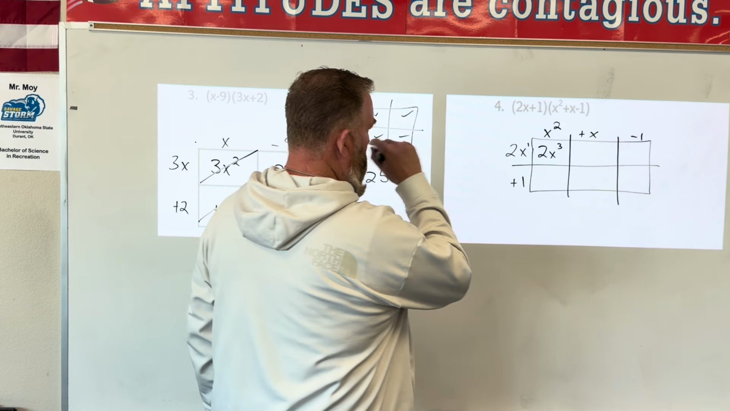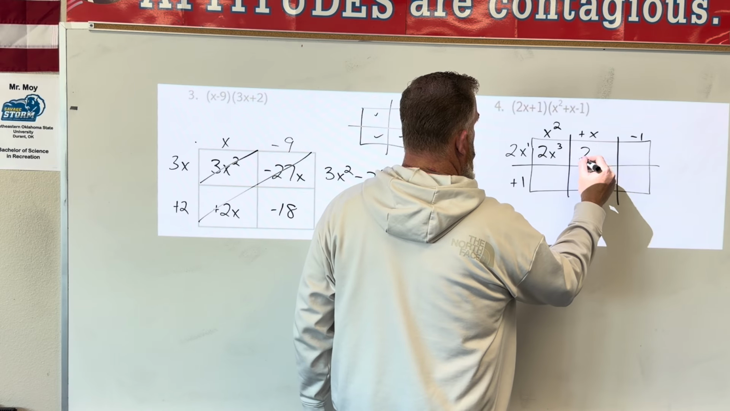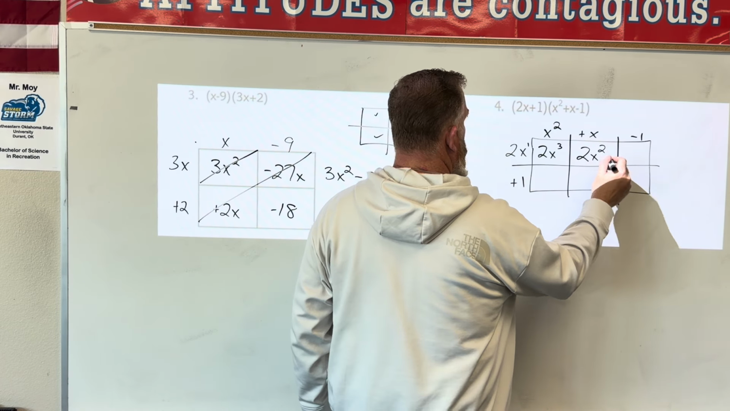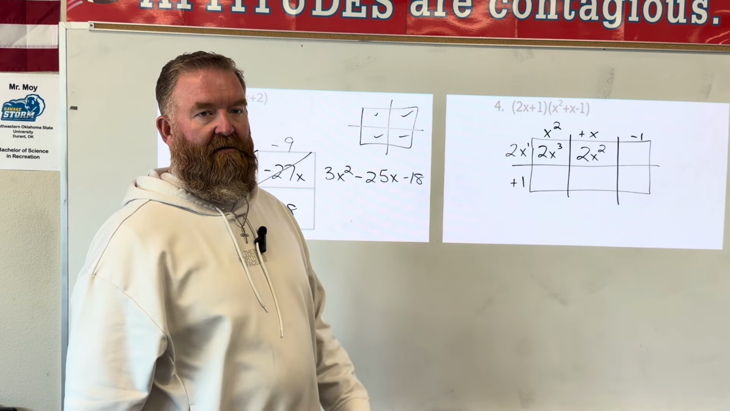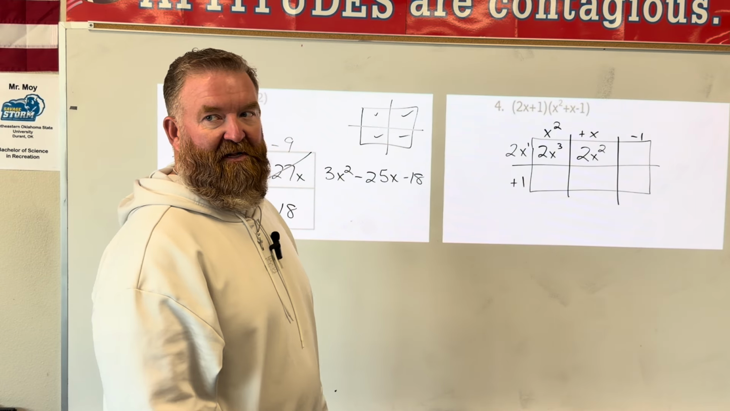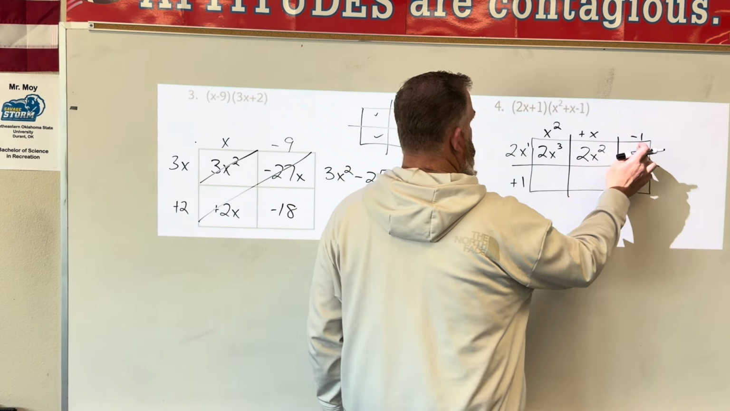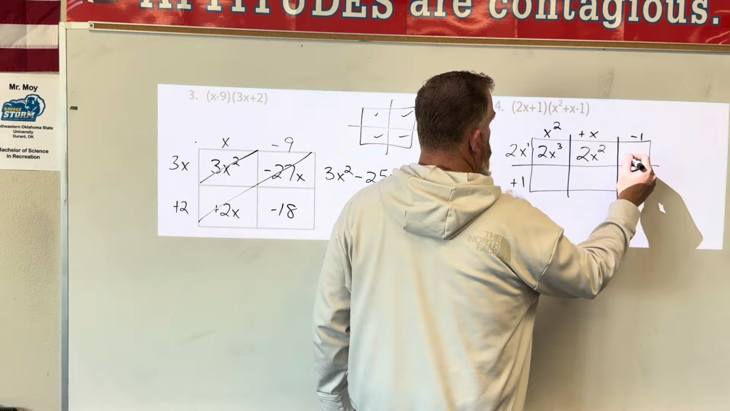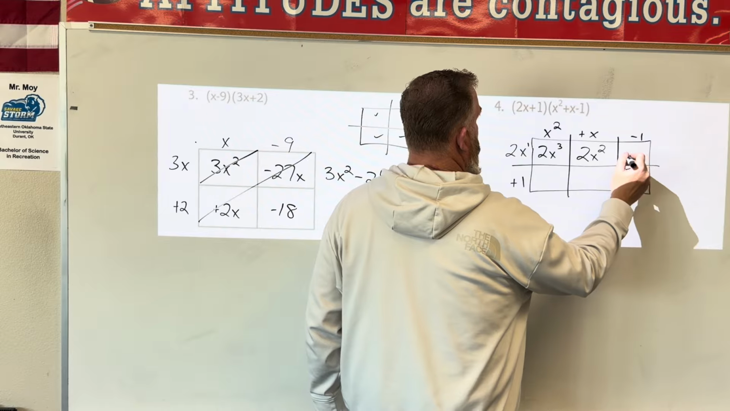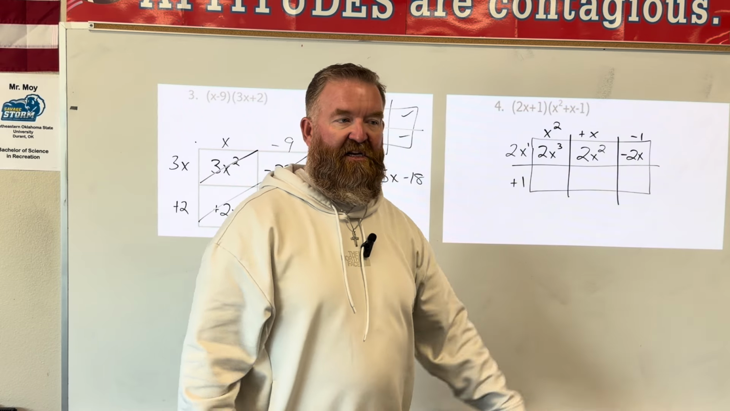Okay, here we go. What's 2x times 1x? 2x squared. Okay. How many of you forgot the squared? Okay. What's 2x times negative 1? Nope. Negative 2x. Remember, if you multiply times negative 1, it's the same thing again, just change the signs.